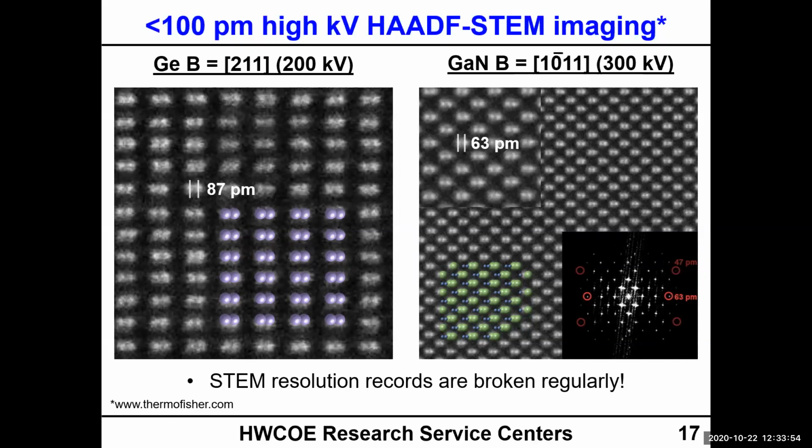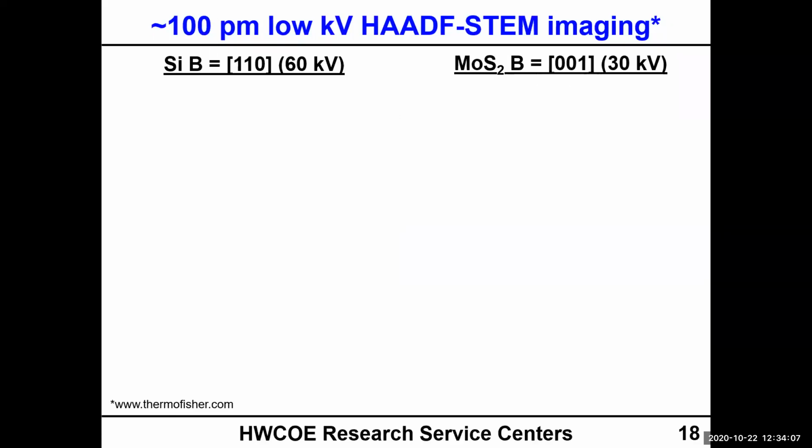This is continually being broken. Every couple years a company comes out and says we've broken the STEM resolution record, and we've surpassed some sort of barrier. That's what's done at higher voltages, but you also have a really big advantage at lower kV. Getting atomic resolution at higher kilovolts in STEM mode was always possible, but it was basically not possible to do at lower kilovolts until we had CS correction.